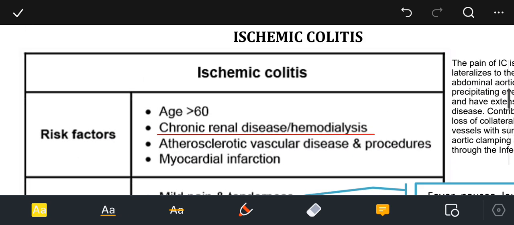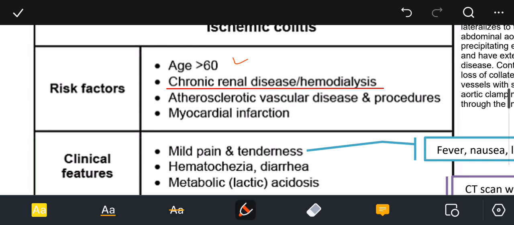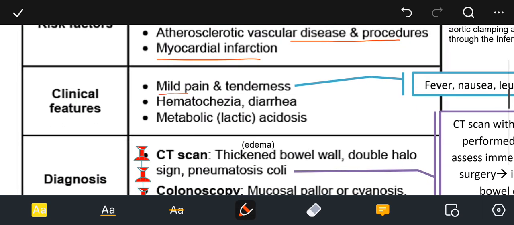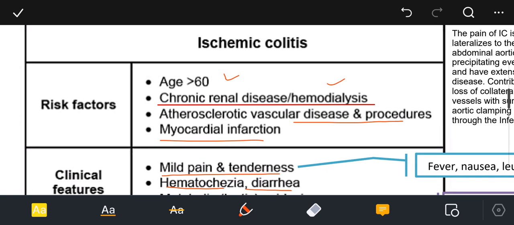Then we have ischemic colitis. The risk factors for ischemic colitis are age more than 60, chronic renal disease or hemodialysis, atherosclerotic vascular disease, procedures, and myocardial infarction. Clinical features include mild pain and tenderness, hematochezia, diarrhea, metabolic and lactic acidosis. The diagnosis is made with a CT scan: thickened bowel wall, double halo sign, pneumatosis coli, and edema will be seen. So double halo sign is a very characteristic finding in ischemic colitis.